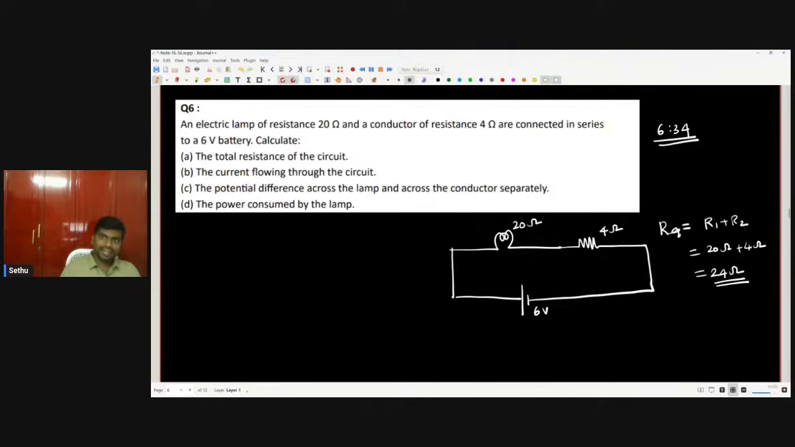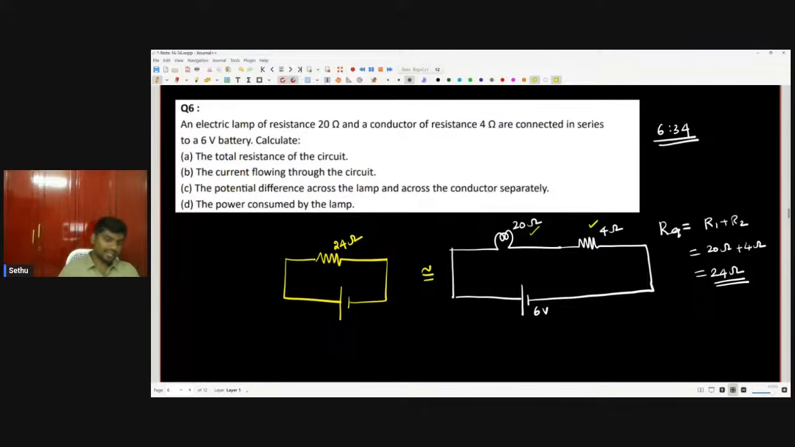That means you can redraw the circuit to look like the following. You can say the circuit is identical to this circuit where you have replaced both of these resistors, which is a 20 ohm resistor and a 4 ohm resistor, with a single 24 ohm resistor.